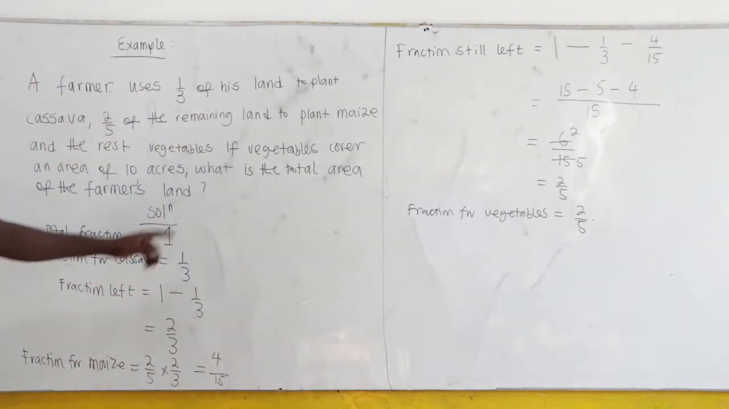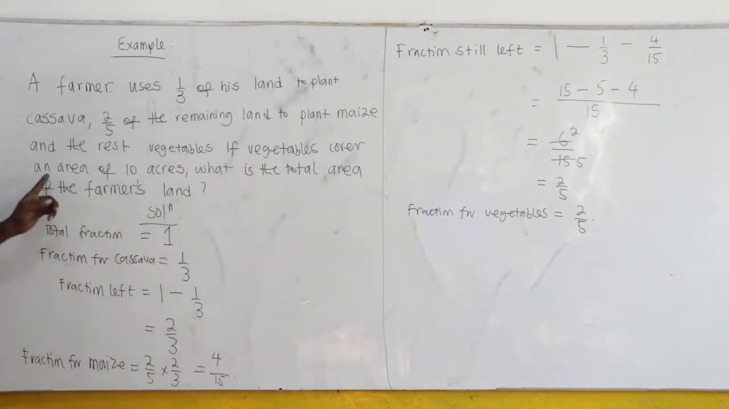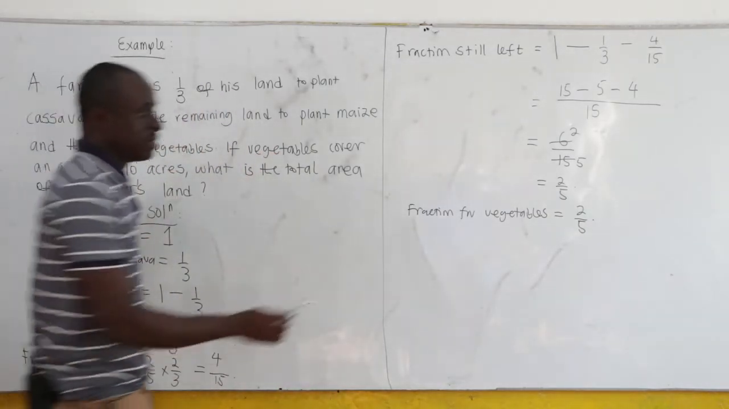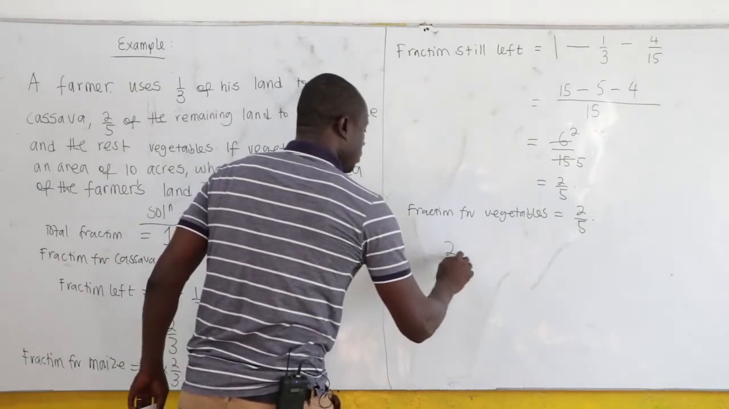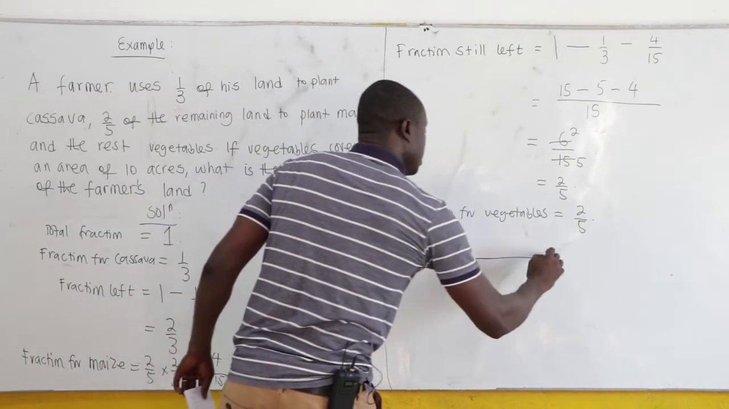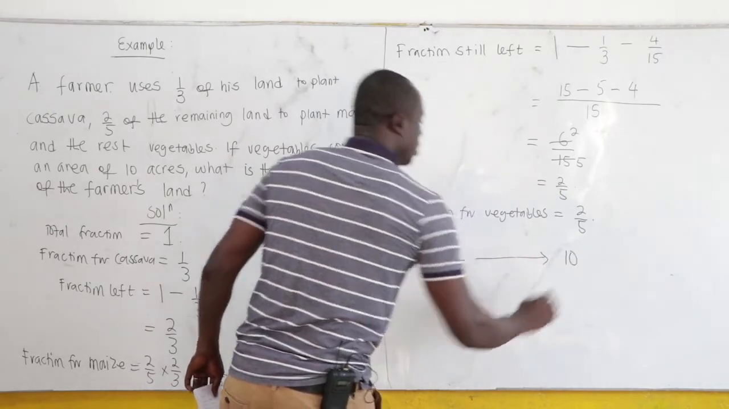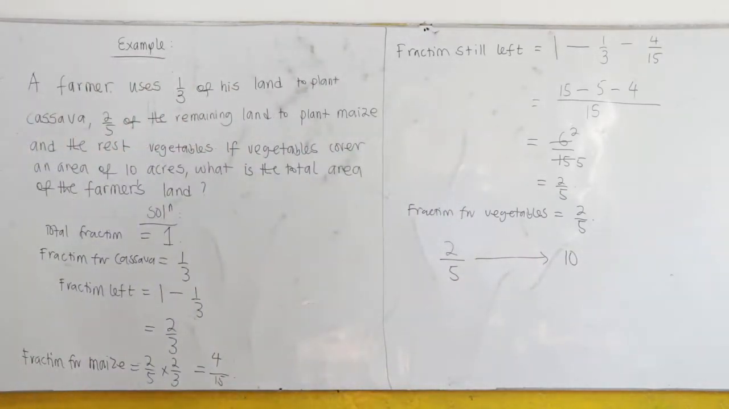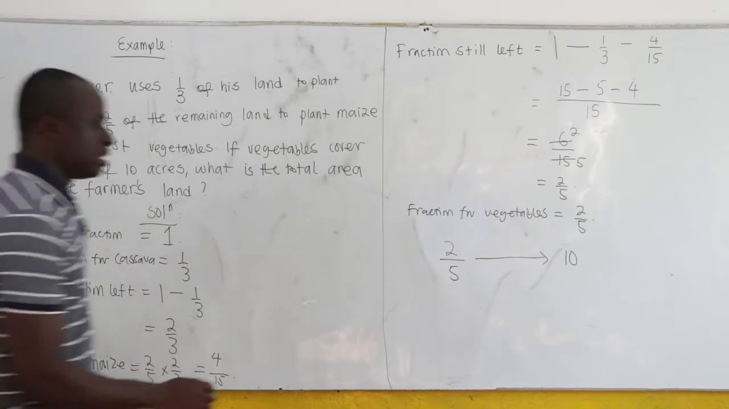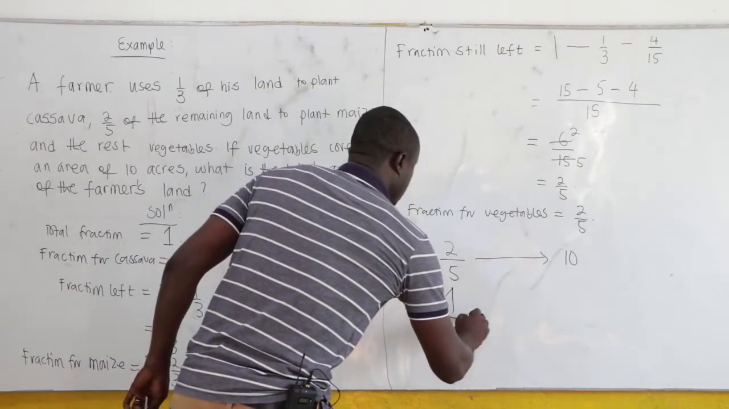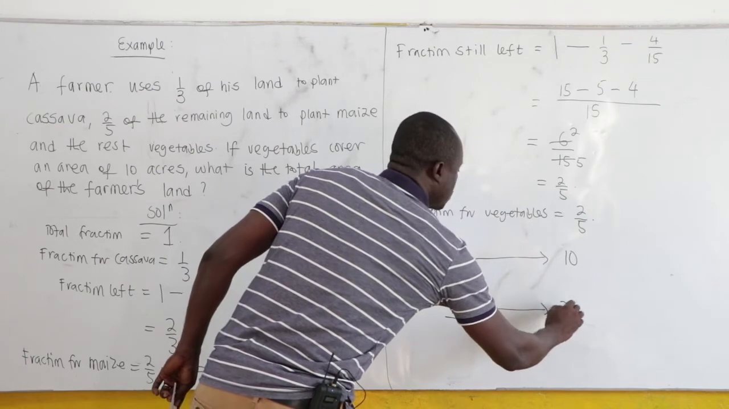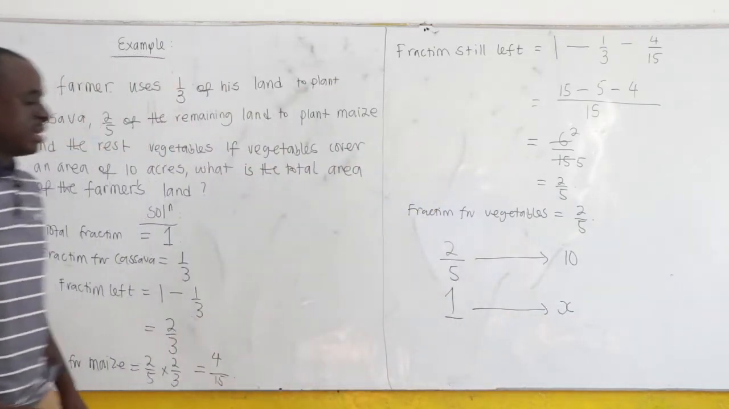Now, it went on further to say that if vegetables cover an area of 10 acres, so it means that this 2/5 will correspond to the acres, which is 10 acres. Now, the question is, what is the total area of the farmer's land? The total area is 1. We don't know the total acres, so let's denote it by x.